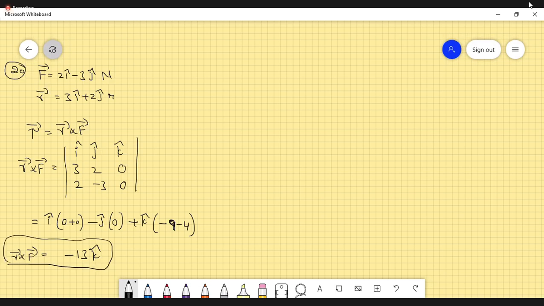So you can understand by this. See, i cross j. So means the f and r values are in the xy plane only. Then the resultant must be in the z axis, no? Yes or no? Z axis.